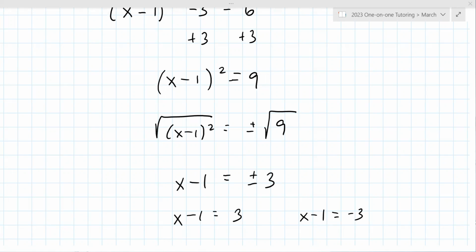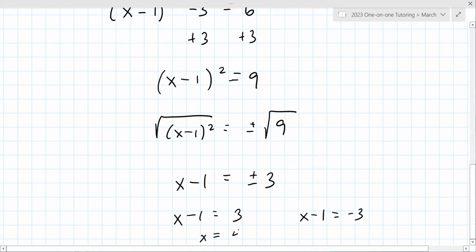X equals 3 and x equals -3. What are your final answers? X equals 4 and x equals -2, because you're adding 1 to both sides.